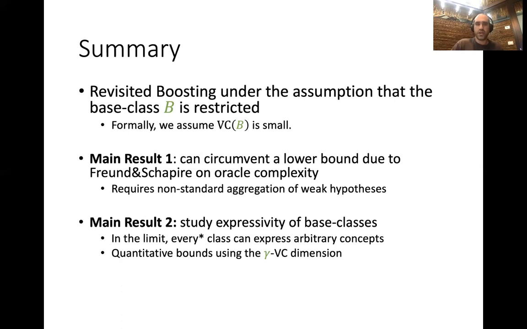Let me just note that there are many open questions, so we don't have tight bounds on the gamma VC dimension, even for the most basic classes such as the half spaces. And I invite you all to discuss it with me further in the poster session.